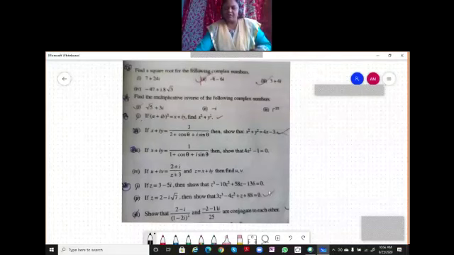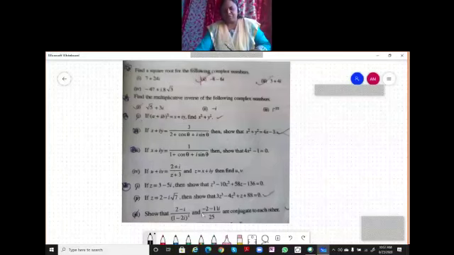Z equal to 3 minus 5i. Then show that. I solved the second one here. You solve the first problem in the same manner. And we will discuss the third one here. It's a very important problem with respect to exams and competitive exams also.